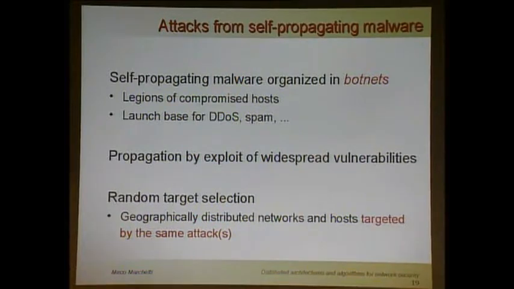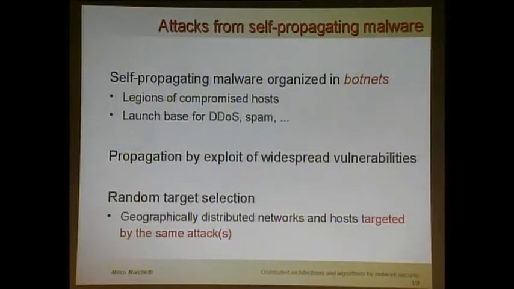A botnet usually propagates by exploiting widespread software vulnerabilities. Infected machines randomly generate new targets and attack those targets with widespread vulnerabilities, which means that, as a consequence, geographically distributed networks and hosts are targeted by the same attacks.